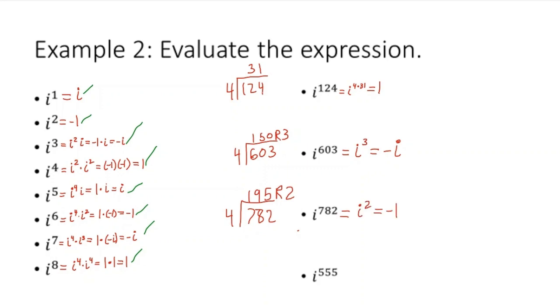Lastly, i to the 555, divide 555 by 4. And when we do, we get 138 with a remainder of 3. So just like before, we complete 138 full cycles of 4, landing us at 1. But because the remainder is 3, we have to go 3 into the next cycle, which means i to the 555 is i cubed, and i cubed is negative i.